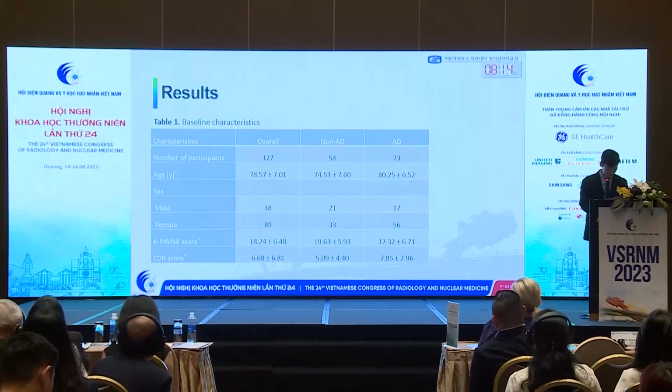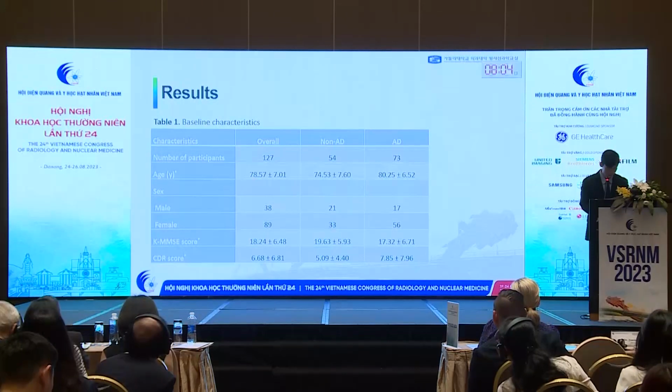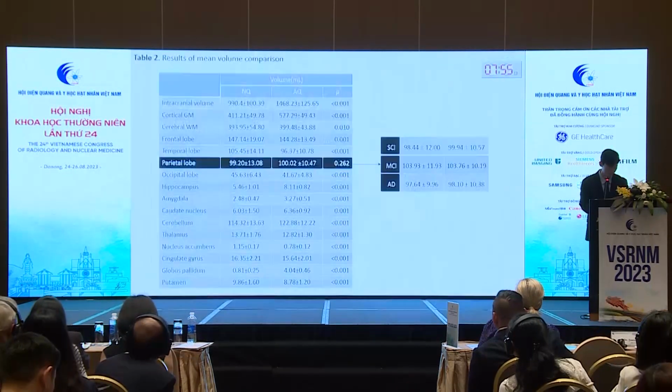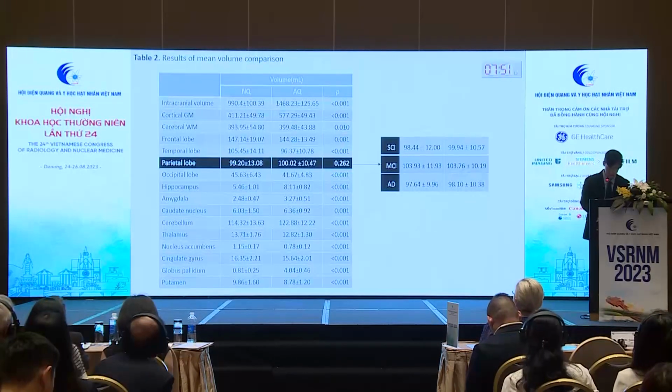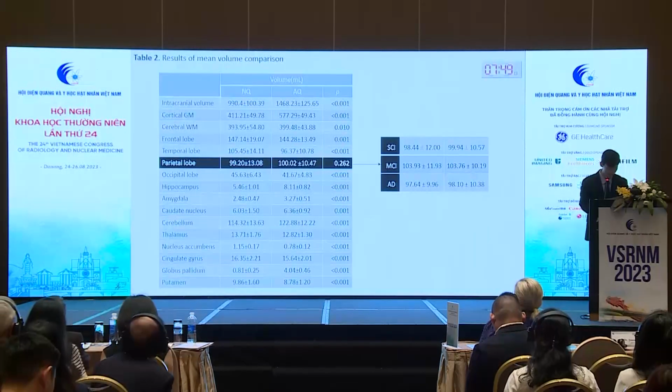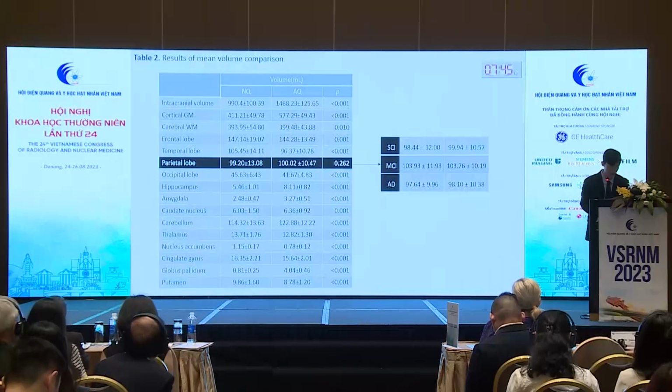And this is the result. Total 127 samples were enrolled. The numbers of non-AD and AD were 54 and 73, respectively. The samples of the AD group showed significantly older ages with lower KMMSE and higher CDR scores than the non-AD group. And considering clinical diagnosis, most brain regions showed significant differences of mean volume, except for the parietal lobe, which is colored in black.